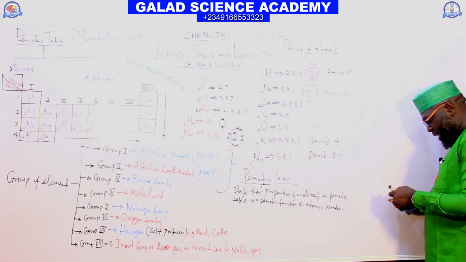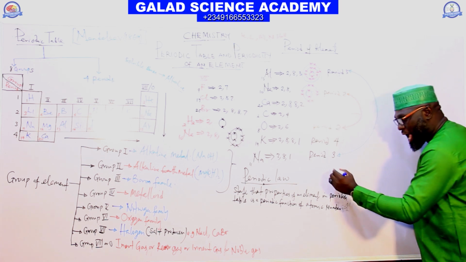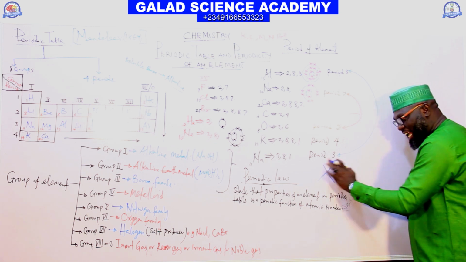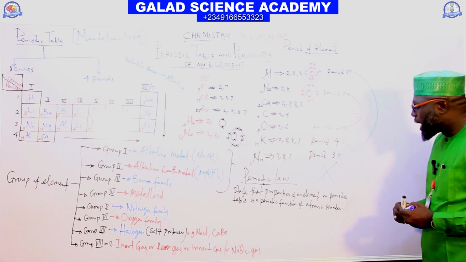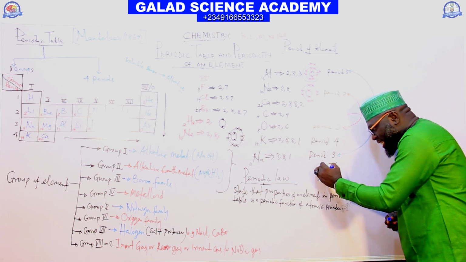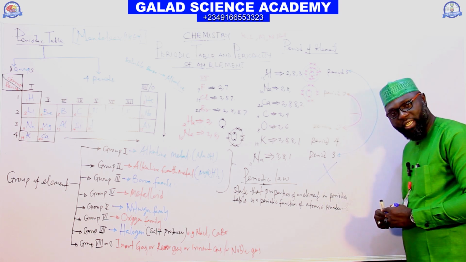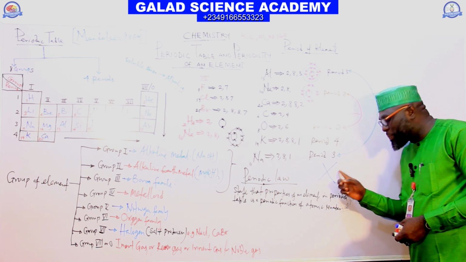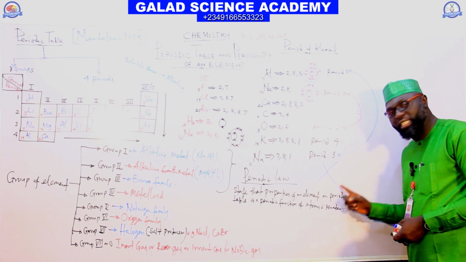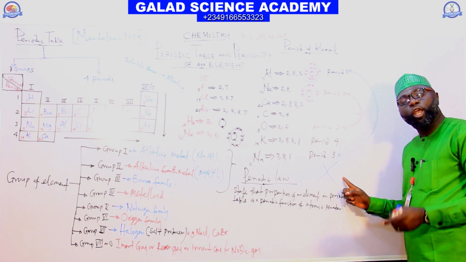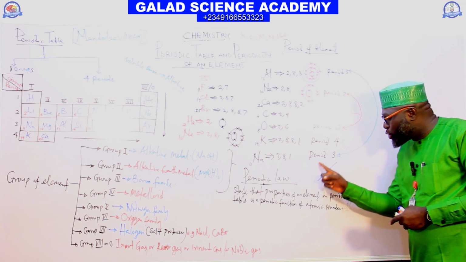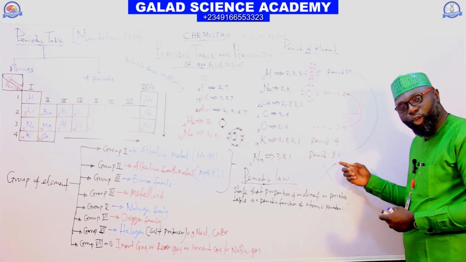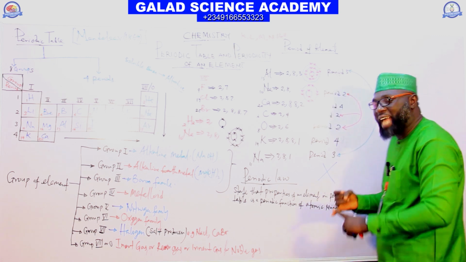Assume I'm given an unknown element X, and I want you to give me three properties of this element X. You would ask how I expect you to know the properties of this element X, because we don't know whether it is a metal or a non-metal.